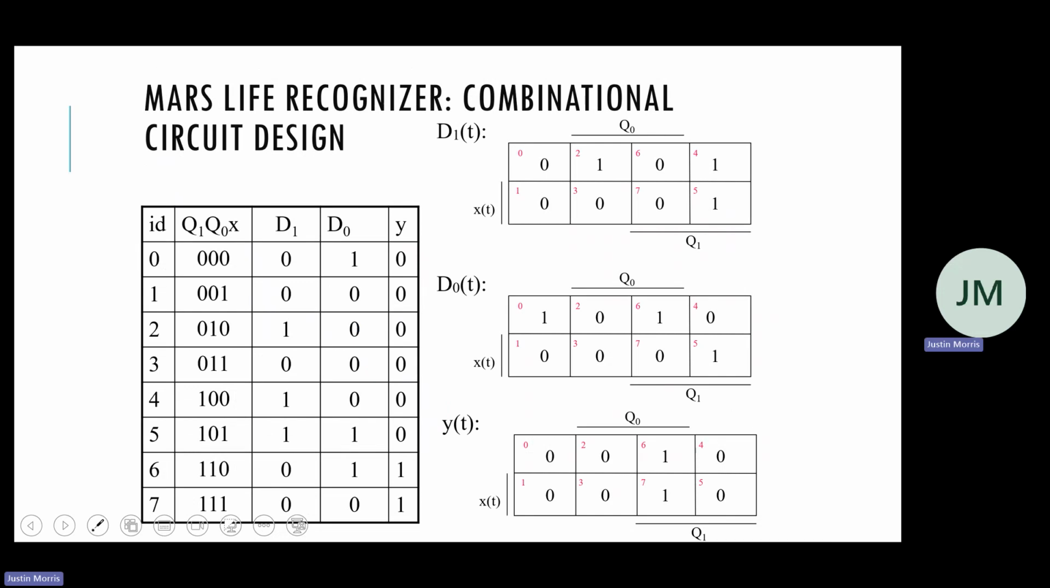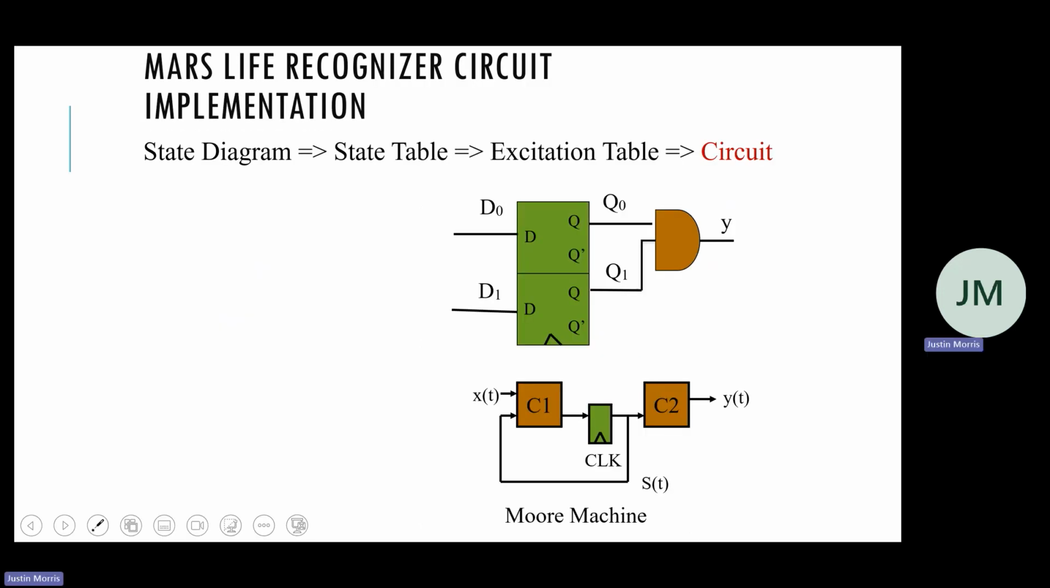All right, so here are our K-maps. This is for the most significant bit. We would circle here, and we would circle this. And then for D0, we have these three little circles. And then for Y, you have this one circle.